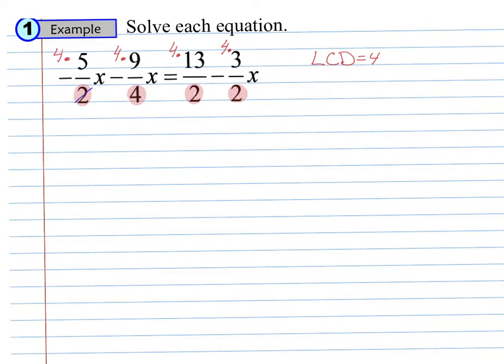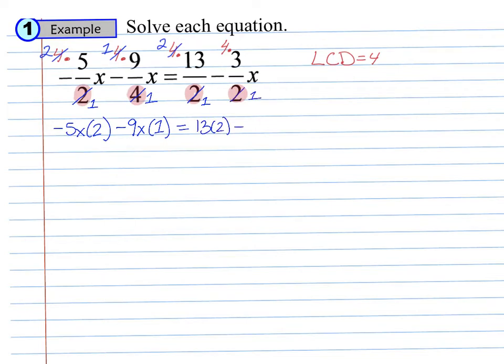So 2 goes into itself once, 2 goes into 4 twice. So now you have negative 5x times 2. Those are your leftovers from the first fraction. 4 goes into itself once. 4 goes into that 4 also once. So now we have negative 9x times that 1 is equal to, 2 goes into 1 once itself, and then goes twice into 4. So now we have 13 times 2.